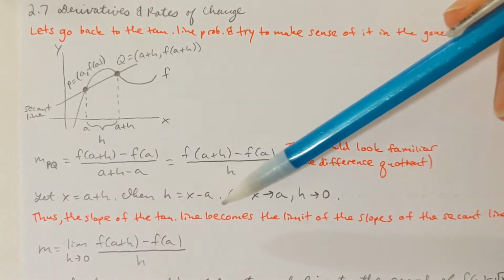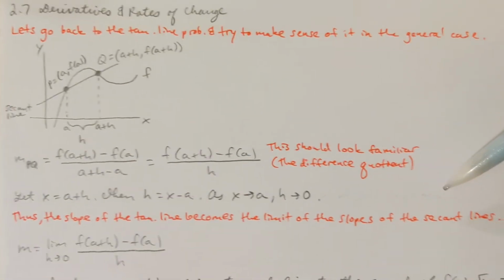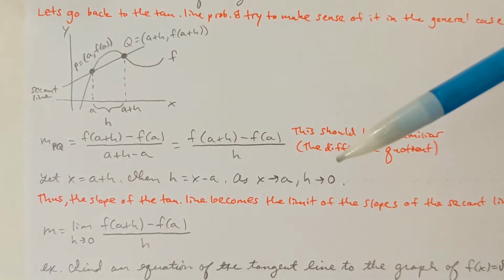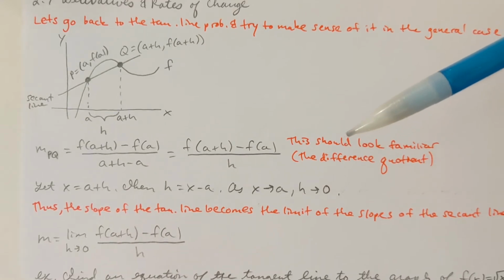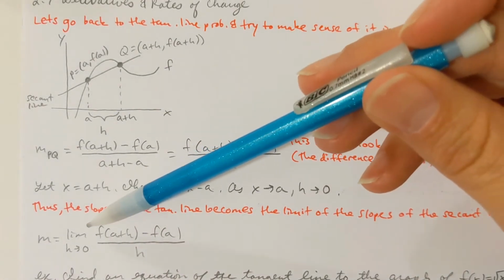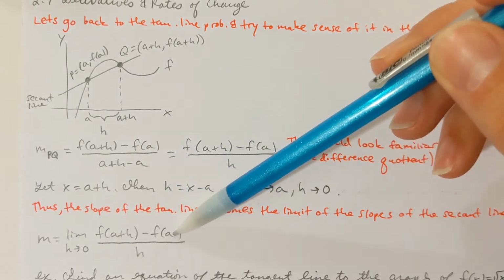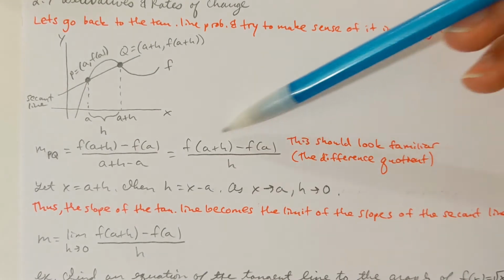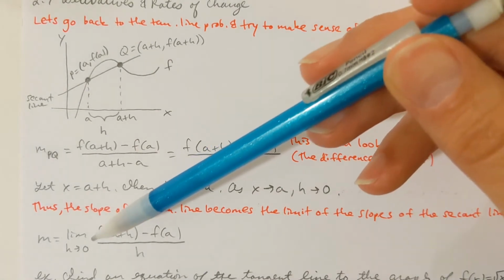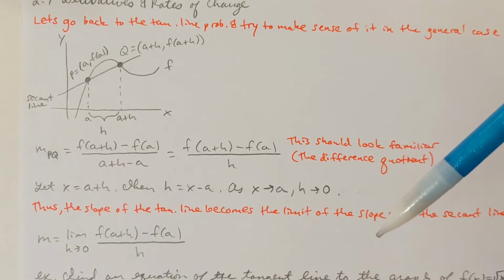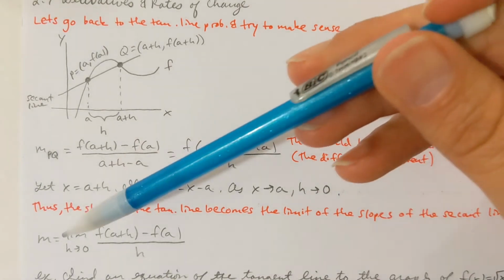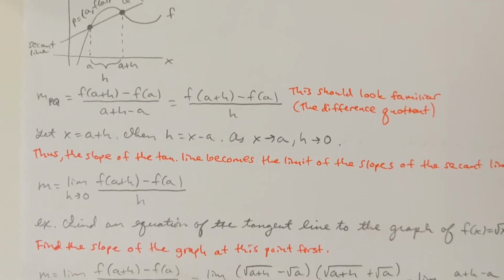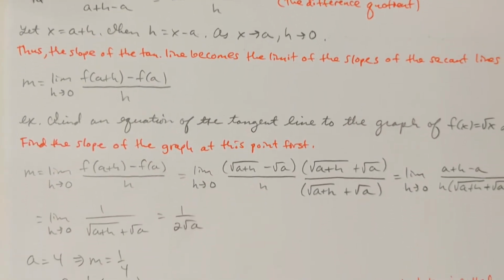Thus, the slope of the tangent line becomes the limit of the slopes of the secant lines. M is the slope of the tangent line, and I said that that is the limit of the slopes of the secant lines. So m sub pq, we've got a formula for that, and the limit as h approaches 0 of f of a plus h minus f of a all over h would get me the slope of the tangent line. We're going to do lots of things with the slope of a tangent line coming up.